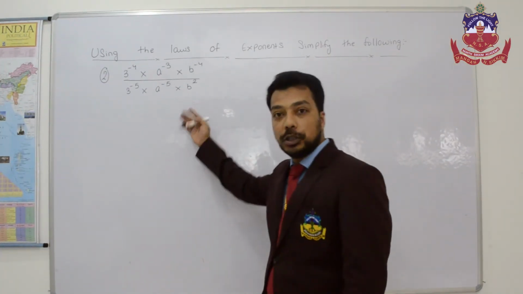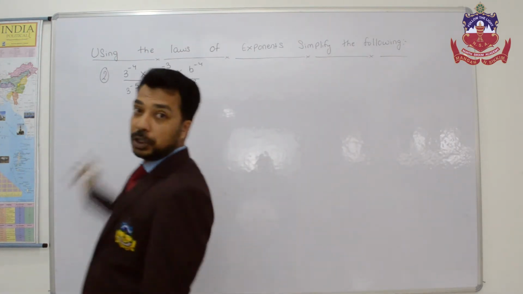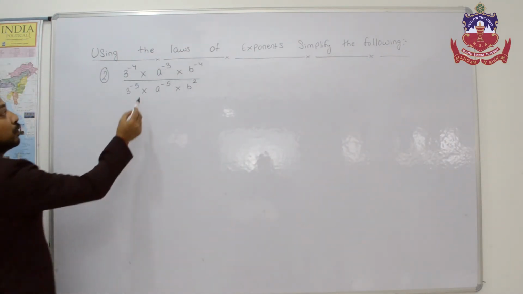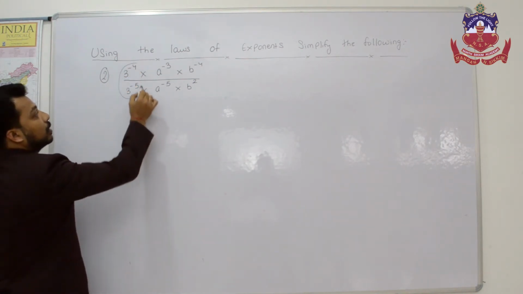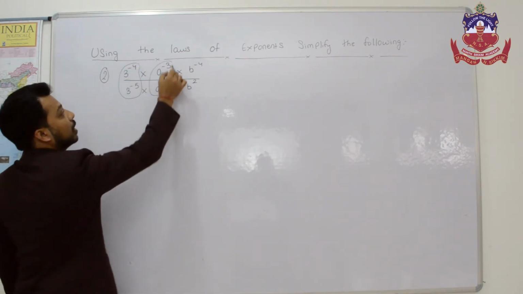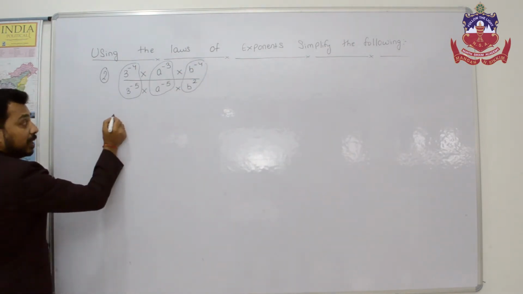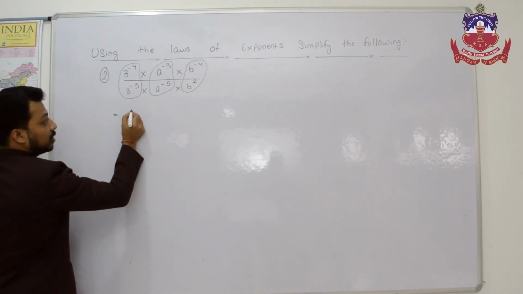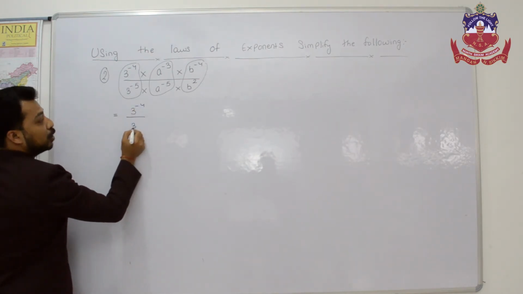Let's solve the second question using the laws of exponent. So in order to solve this question, first of all, you will split this into the first part, the second part, and then the third part, as it has multiplication. So if we split this, we have the answer that will be 3 to the power minus 4 divided by 3 to the power minus 5.